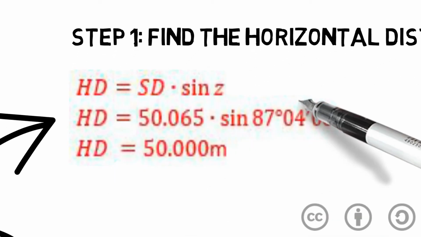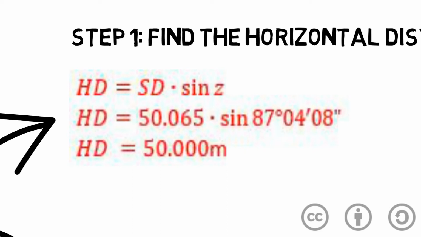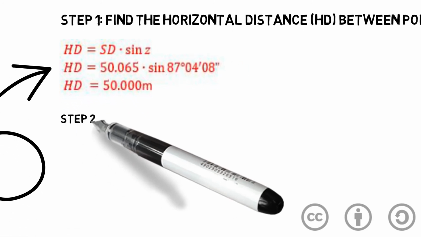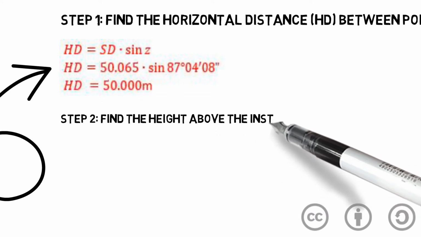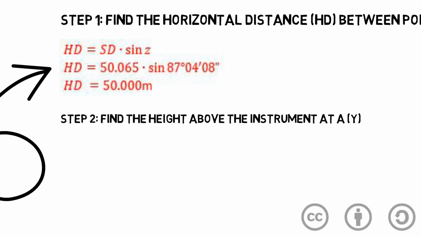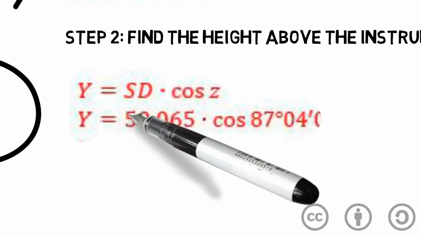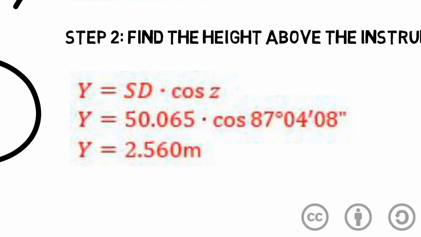To find this value, we multiply our slope distance by the sine of our zenith angle, and this gives us a horizontal distance of 50 meters. Step 2, we need to find the height above the instrument at point A, or Y. To determine this value, we multiply our slope distance by the cosine of our zenith angle, and this gives us a Y value of 2.56 meters.